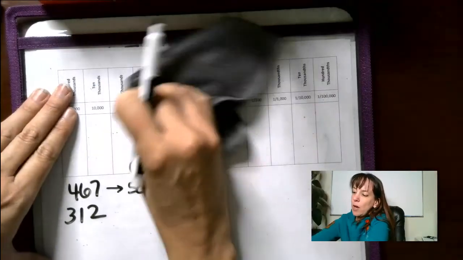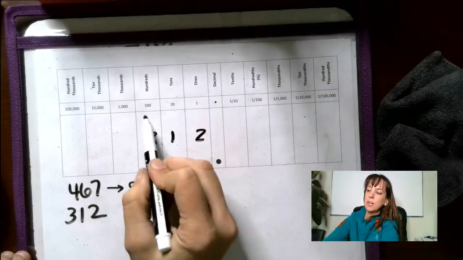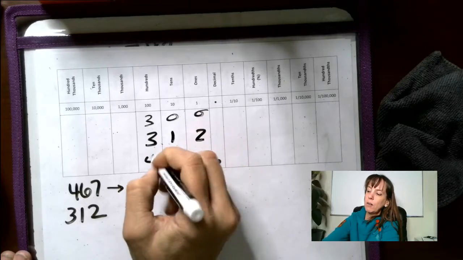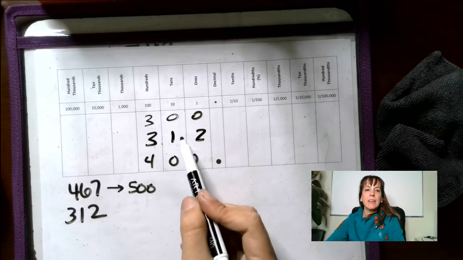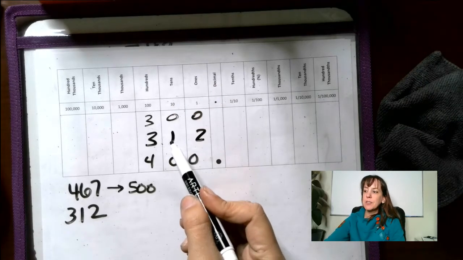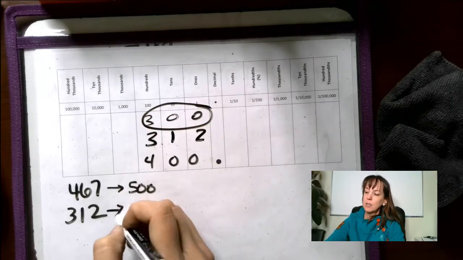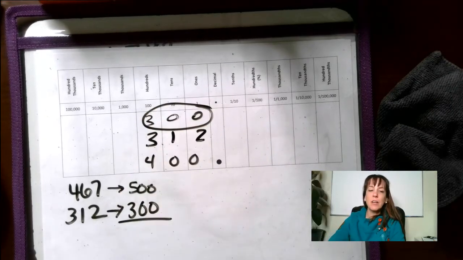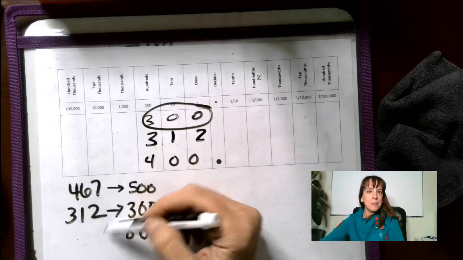Now let's look at 312. Round that to the nearest hundredth. It's either going to be 300 or 400. Looking at that, this is less than 5, so it's going to stay the same, right? So we're going to go down to 300 here. So 500 plus 300, if we add those two together, we get 800. So estimating, we can get that.